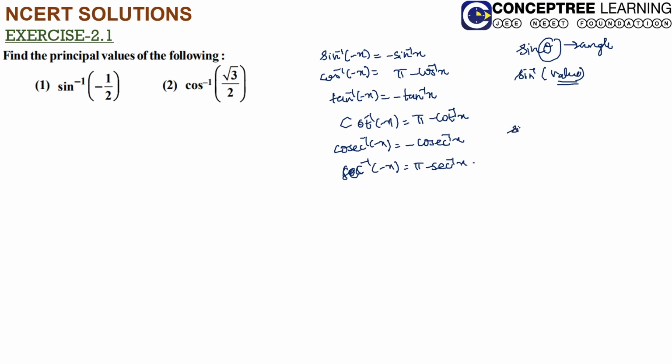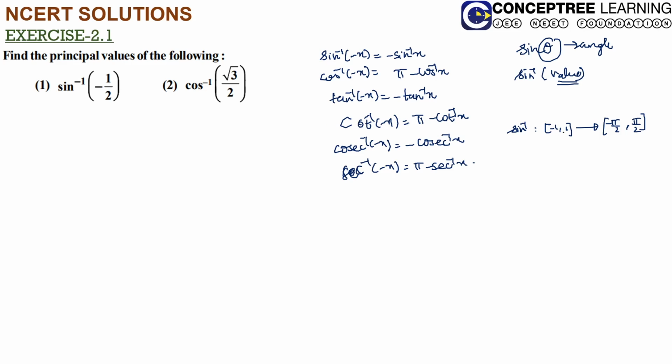Now here sine inverse has the domain closed interval minus 1 to 1, and the range closed interval minus pi by 2 to pi by 2. So whenever sine inverse of some element is given, here sine inverse of minus 1 by 2, check whether this value is lying in the domain or not.